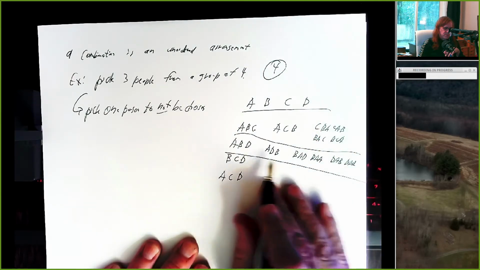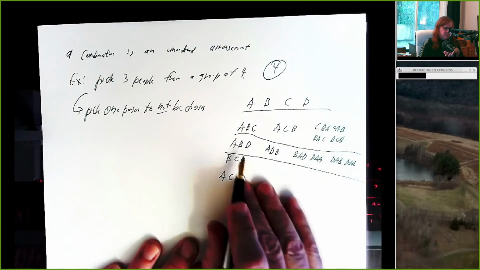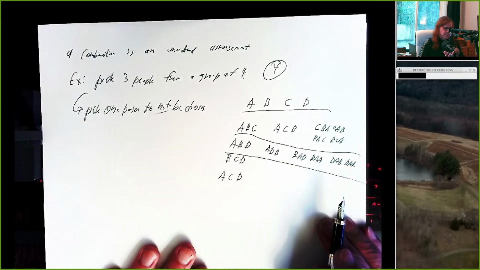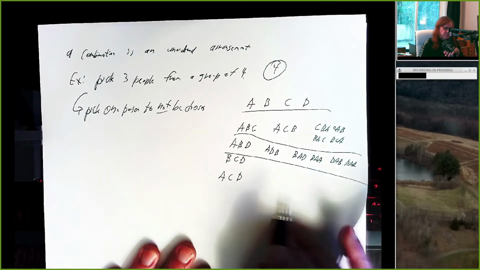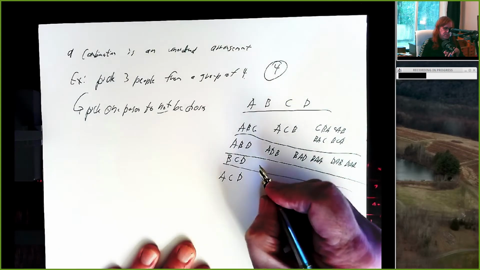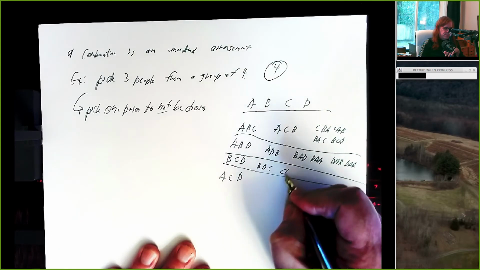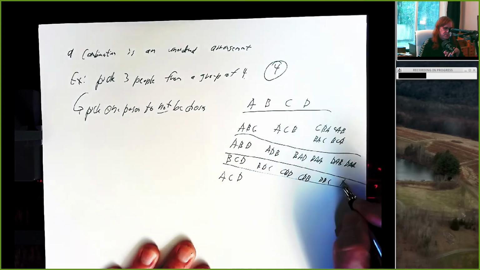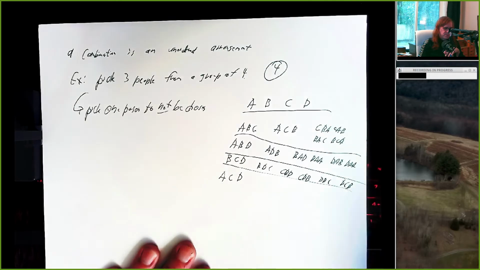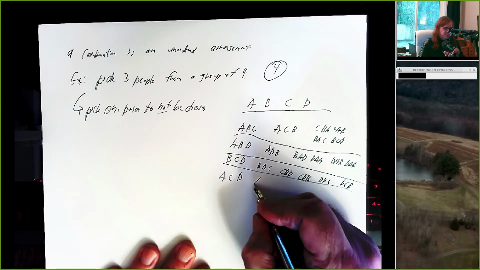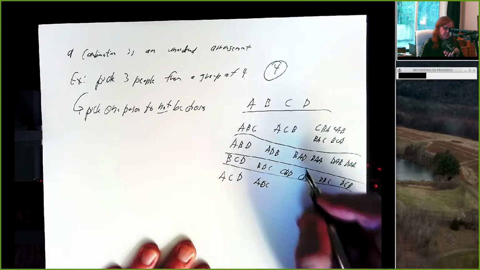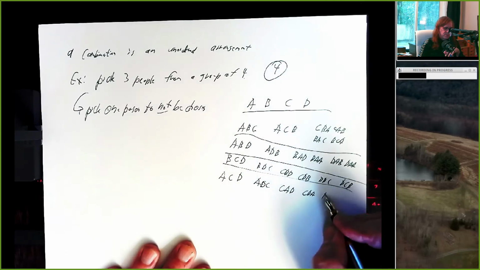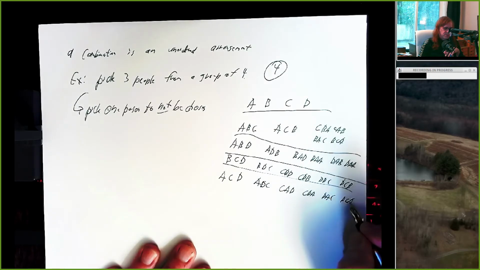Right, all of these arrangements of ABD correspond to that same choice of 3 letters ABD. And the same thing here. I've got those possibilities. And for A, C, and D, I've got some other ways that I could write this. I could do ADC, I could do CAD, CDA, DAC, and DCA.